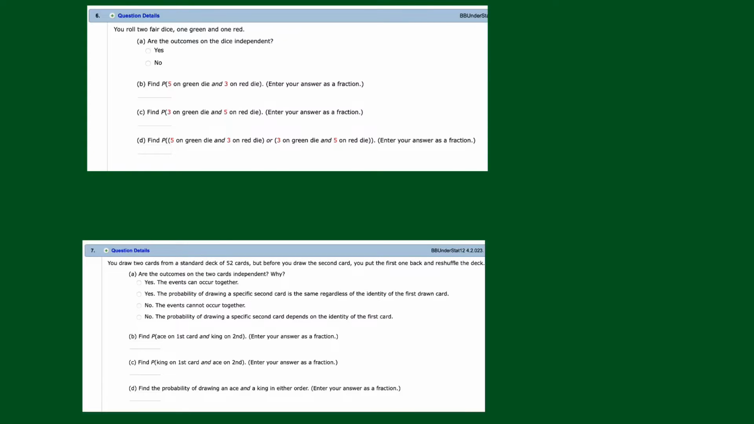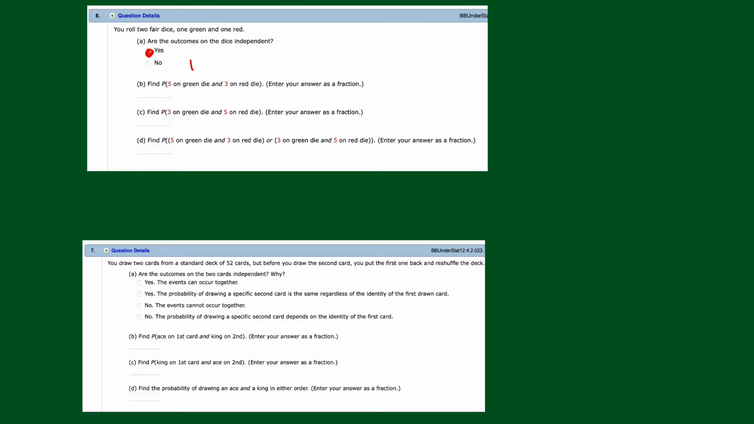Here's the last two problems in section 4.2, number 6 and 7. Number 6 says, you roll two fair dice, one green and one red. First of all, are the outcomes on the dice independent? Yes. One die has no effect on the other, so let's claim that yes, they are independent. Find the probability of a 5 on the green and a 3 on the red.